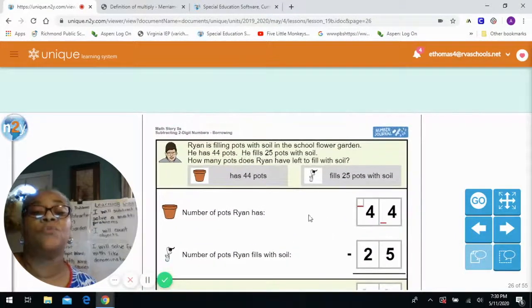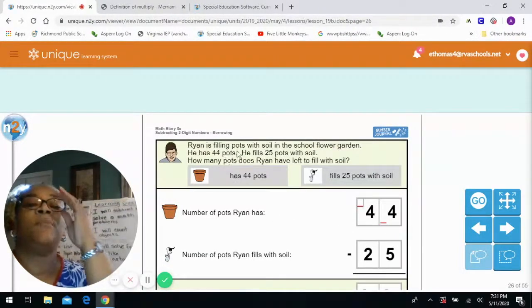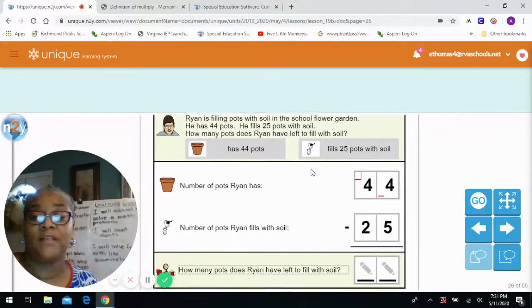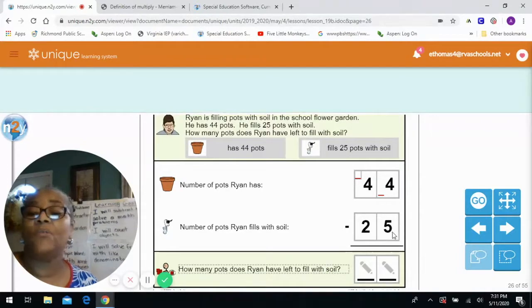All righty. Okay, here we go. So we have one that we're going to have to use some borrowing with. All right, so Ryan is filling pots with soil in the school flower garden. He has 44 pots. He fills 25 pots with soil. How many pots does Ryan have left to fill with soil? Okay, so number of pots Ryan has is 44, and he fills 25 pots, okay? Now, can we take 5 from 4? No, we cannot.